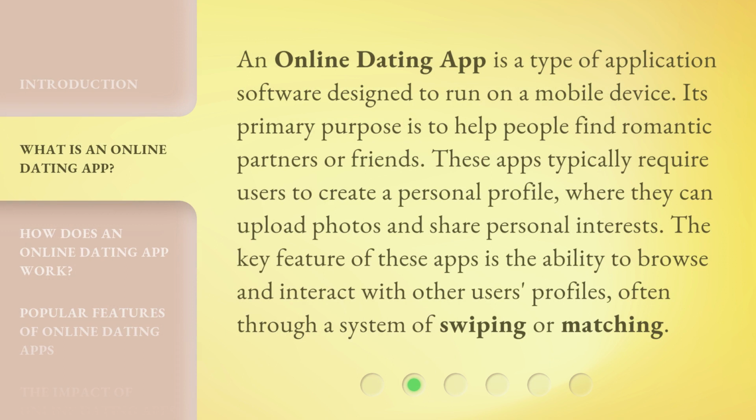An online dating app is a type of application software designed to run on a mobile device. Its primary purpose is to help people find romantic partners or friends. These apps typically require users to create a personal profile, where they can upload photos and share personal interests. The key feature of these apps is the ability to browse and interact with other users' profiles, often through a system of swiping or matching.